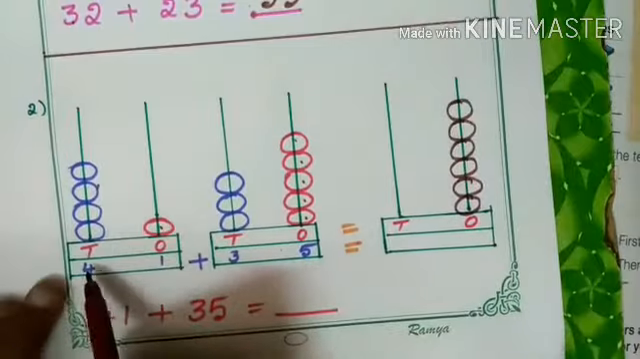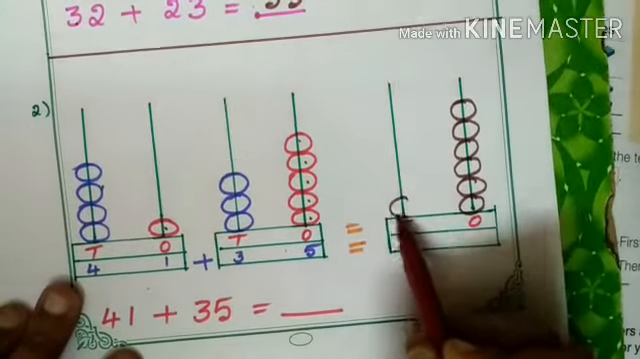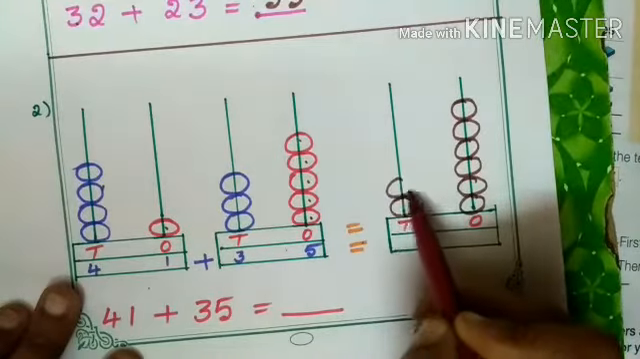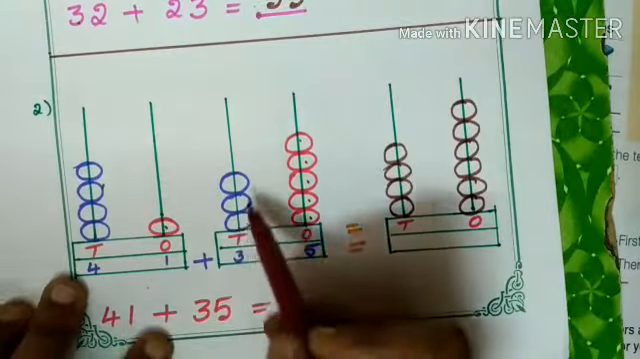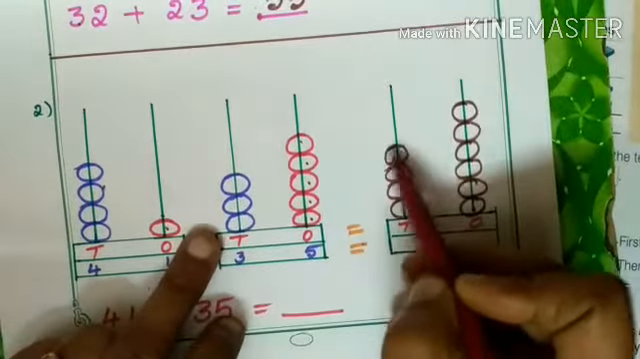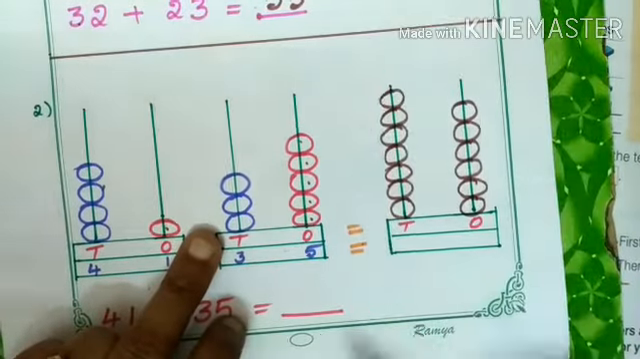Now in tens place here, how many beads are there? 4. Right here 4 beads. 1, 2, 3, 4. Now in this 3 beads are there. Right here 3 beads. 1, 2, 3.